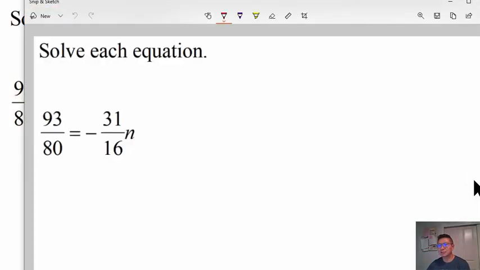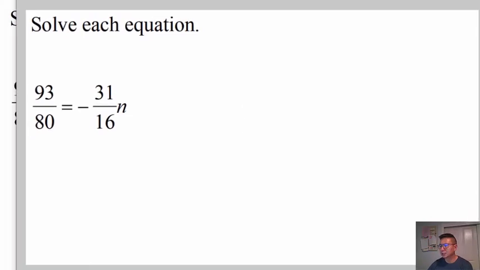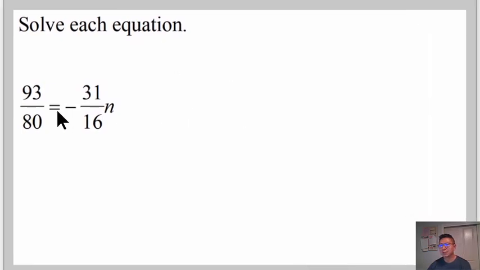I'm going to solve this. And when we're working with these, sometimes students get a little freaked out because we have fractions going on here. So, like I said, there's no such thing as division. So we're not going to try to divide by this. We're actually going to be multiplying by the reciprocal. So we'll multiply both sides by negative 16 over 31. Multiply this side by negative 16 over 31. Okay, so the negative 16s cancel, the 31 cancels, and we end up with n.